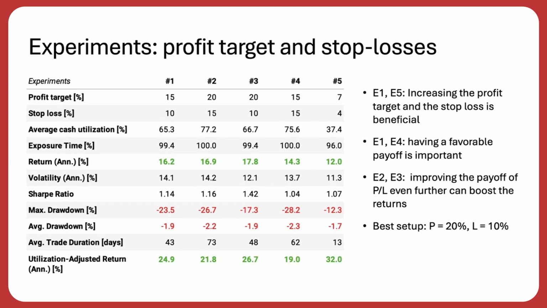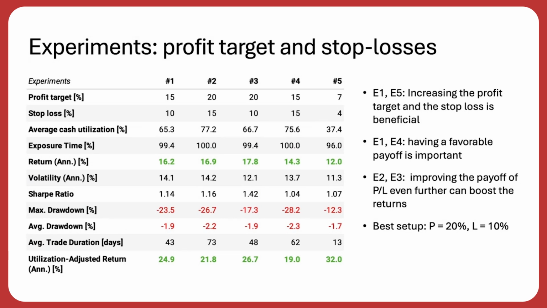The third conclusion we can draw by looking at experiments 2 and 3 is this: improving the payoff of the profit and loss even further can boost the returns. In experiment number 2, we have profit target 20%, stop loss 15%, versus experiment number 3, profit target 20%, stop loss 10%, which is 2-to-1. And we can see that we can boost the return a little bit. So we move from 16.9% to 17.8%, almost a point.